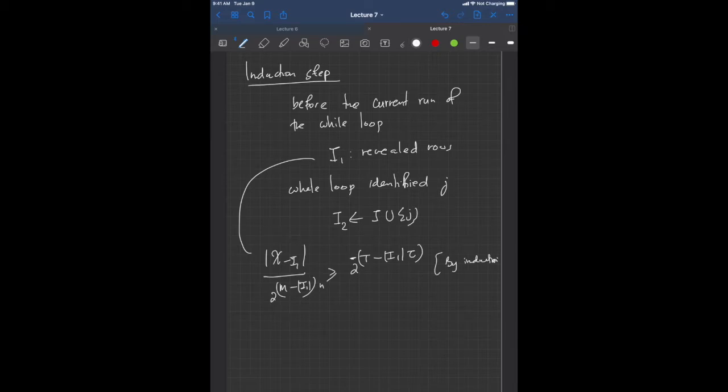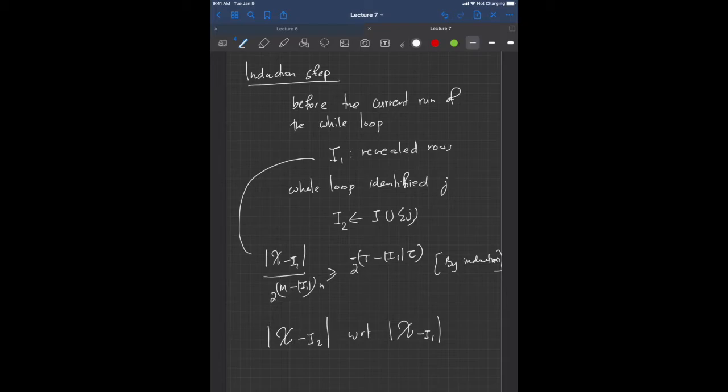And now we want to prove the invariant. So we want to understand what happens when you add j to I1. So what is the cardinality of x minus I2 with respect to the cardinality of x minus I1? This is a major thing that we have to solve.